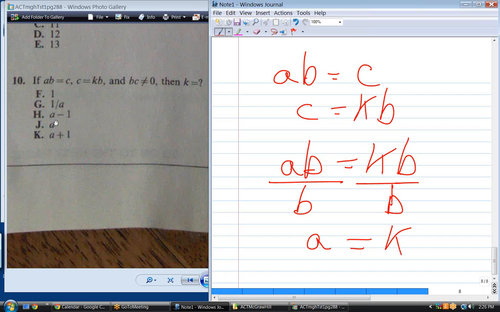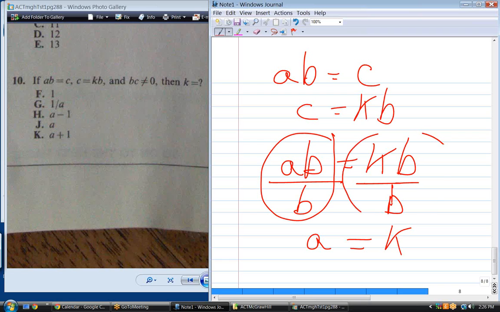Now, there is one time where you can't do this, and that's if b could be 0. But this statement right here that says b times c is not equal to 0 tells you that b can't be 0, because if b were 0, then b times c would be 0. 0 times any number is 0. So this tells you that neither b nor c is 0, and it's okay to do this step.